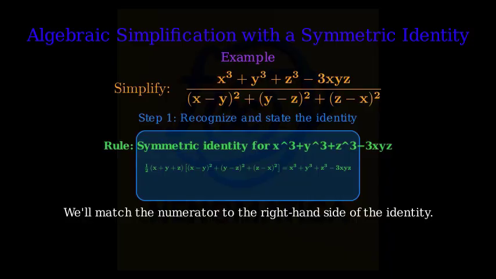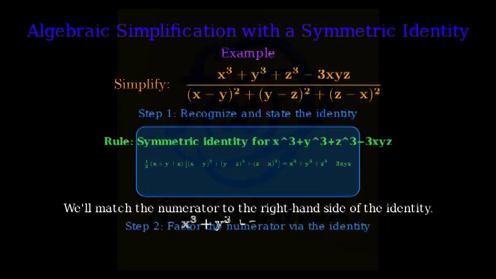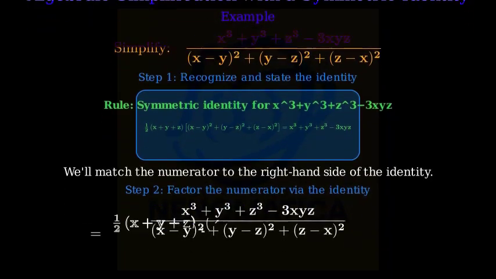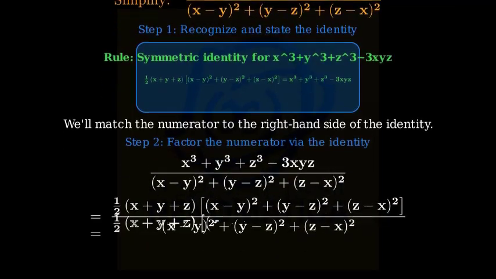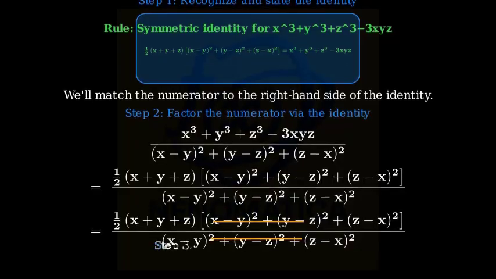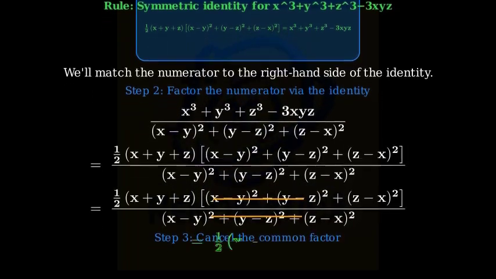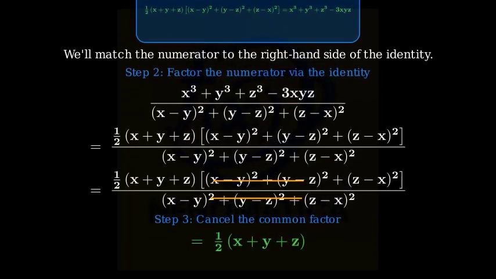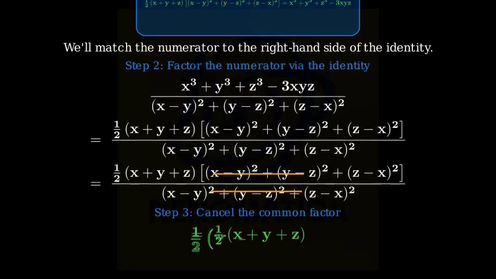Because the numerator matches the right-hand side of the identity, we can rewrite it as 1/2 times (x plus y plus z) times the squared differences bracket. Since the same squared differences bracket appears in both numerator and denominator, they cancel out, leaving 1/2 times (x plus y plus z). That is the simplified result.